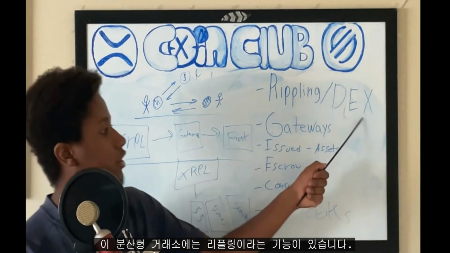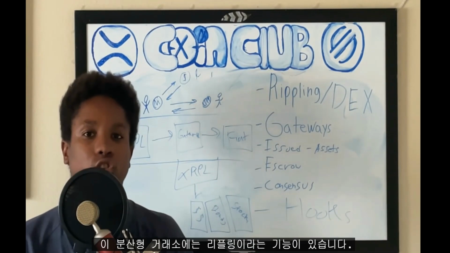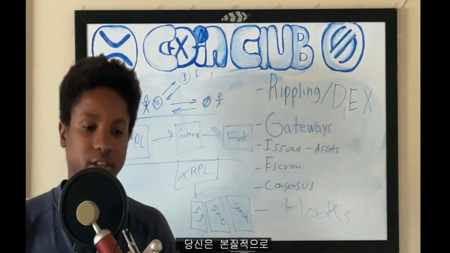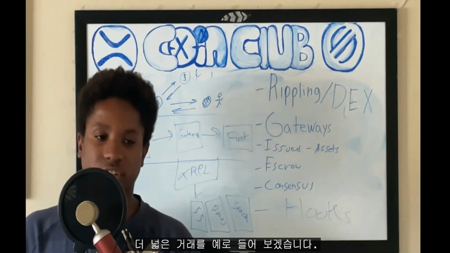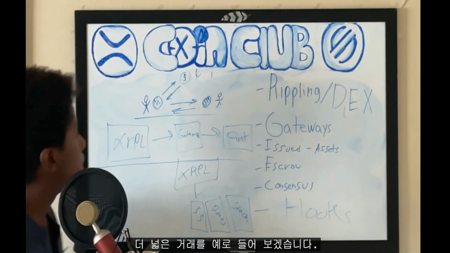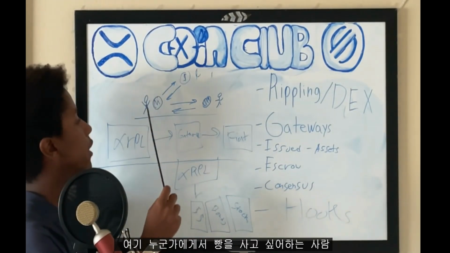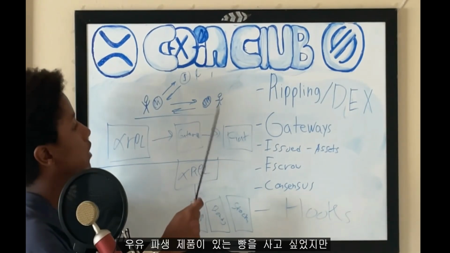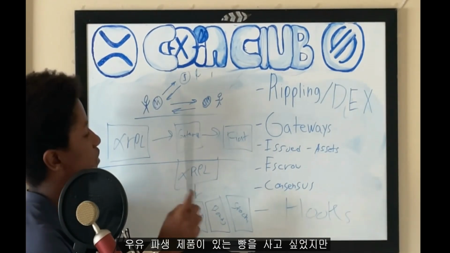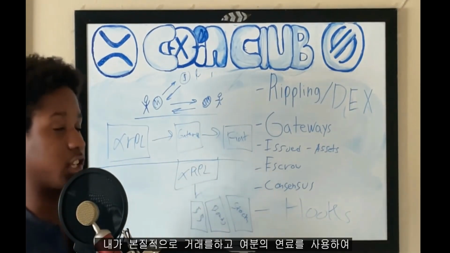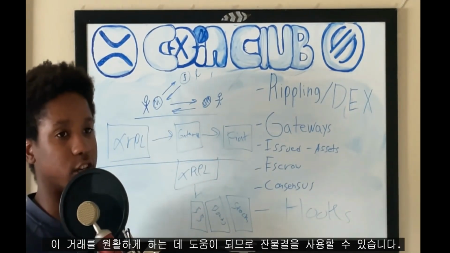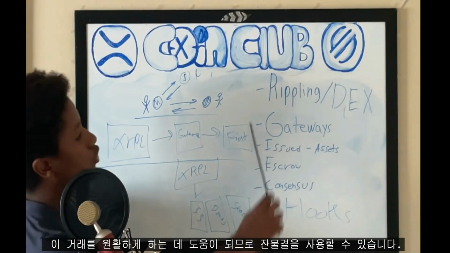In this decentralized exchange, you have a function called rippling that will allow you to essentially make micro transactions in the mix of broader transactions. So as an example, let's say you had me over here who wanted to buy some bread from somebody. And I wanted to buy that bread with some milk derivatives, but they don't take milk derivatives. Well, a certain aspect of the XRP ledger, if I was going to make a transaction and use the XRP ledger to help facilitate this transaction, will allow me to use rippling.